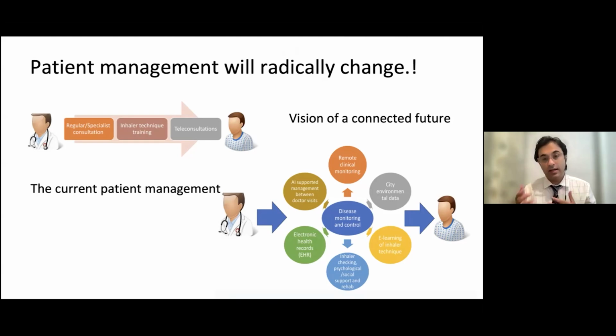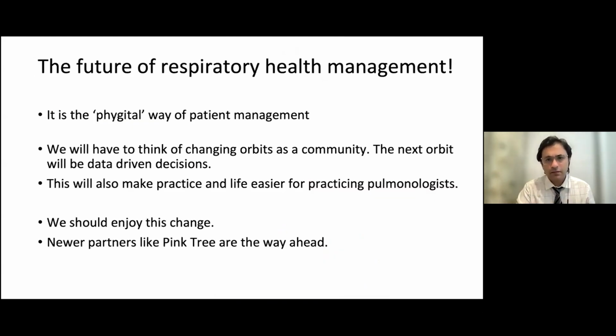You can have AI help in between patients' doctor visits. Your electronic records, if the patient has a record of the past by some other doctor, or your own record from the past, that might help. And e-learning of inhaler technique will radically change our treatment profiles. So I would say the future of respiratory health management is not only digital, not only physical, it's both: the physical visits and the digital medium, whether it be teleconsultations or video explanatories, which we send out to patients. We'll have to think of changing the orbits as a community. The next orbit is going to be data driven.